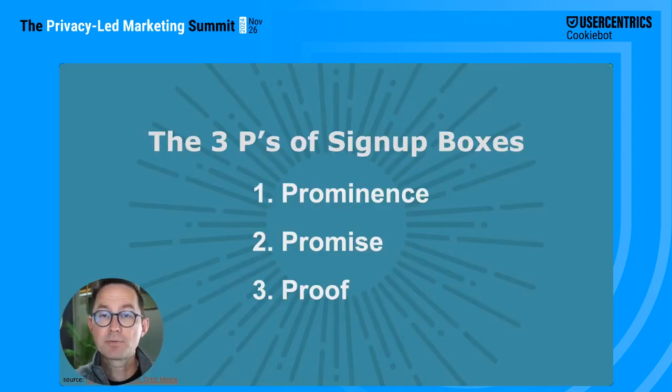What that lacks is visual prominence. It's just white on white over on the side. It lacks a promise, what you're going to get, and any evidence that other people have done it. Those are the 3 P's in email sign-up forms: prominence, promise, and proof. Prominence, it stands out. Promise, what you get if you subscribe, and proof, a reason to believe, right?